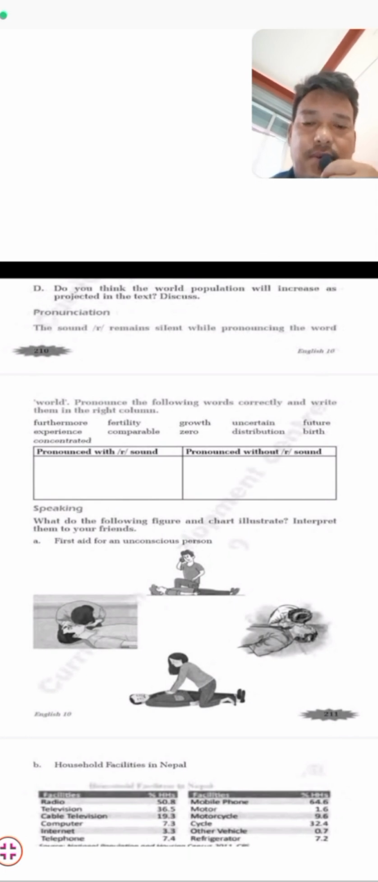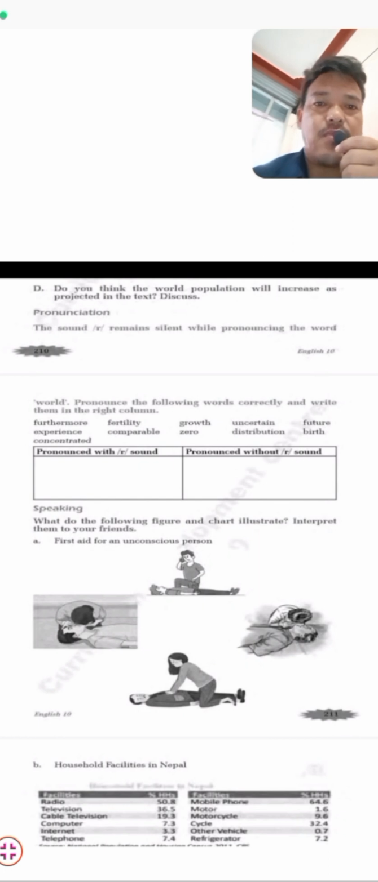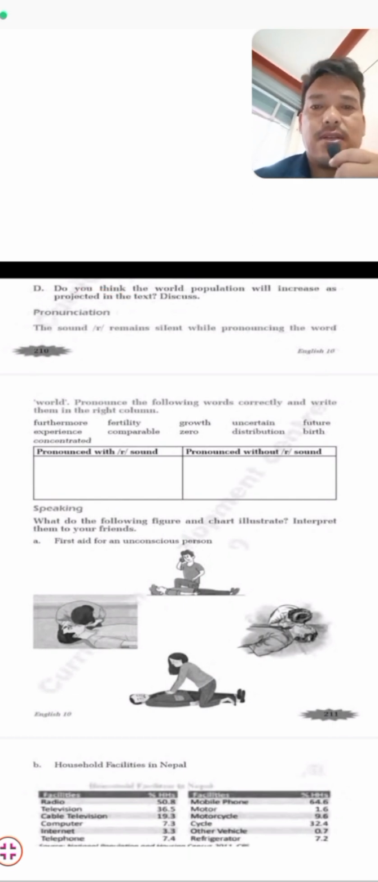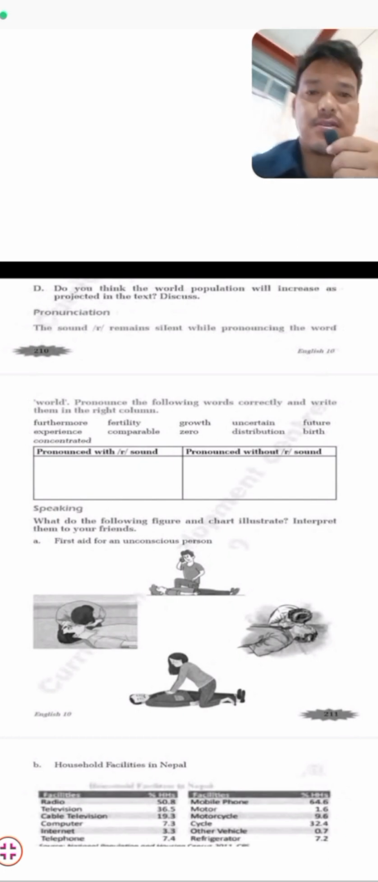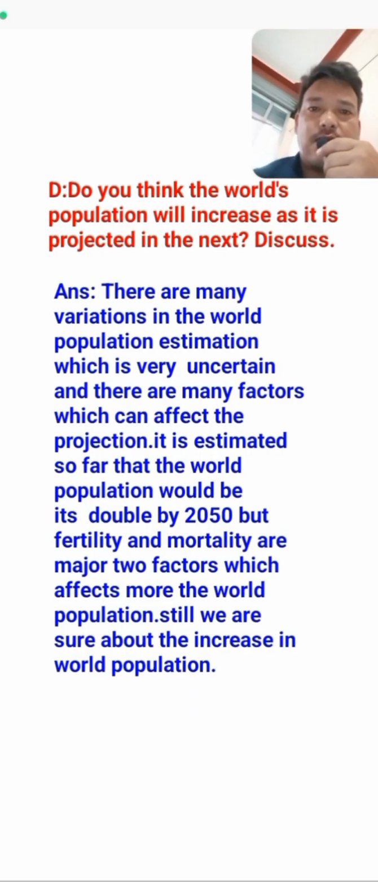Students, we have D number exercise. Do you think the world population will increase as projected in the text we discussed? So what do you think, students, about the increase in population which is mentioned in the text which we studied, and which is forecasted in that text? So we have to discuss. I have written the answer, and have a look at the answer first.